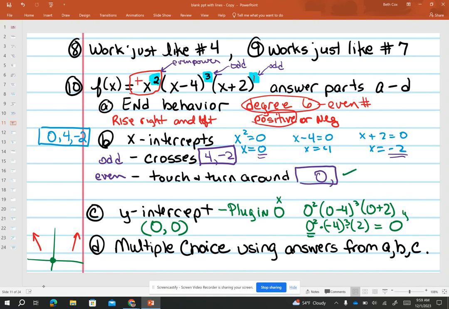It's going to cross at negative 2, and it's also going to cross at 4. So it's going to cross, touch and turn around, and then cross. So there's my graph. It crosses at negative 2, touches and turns around when x is 0, and crosses.